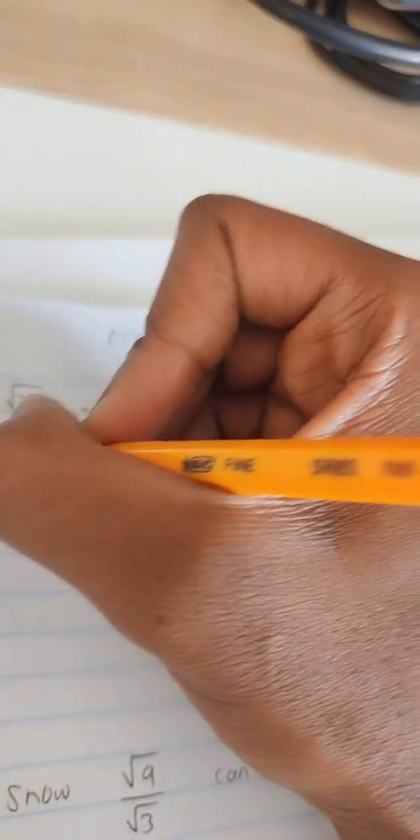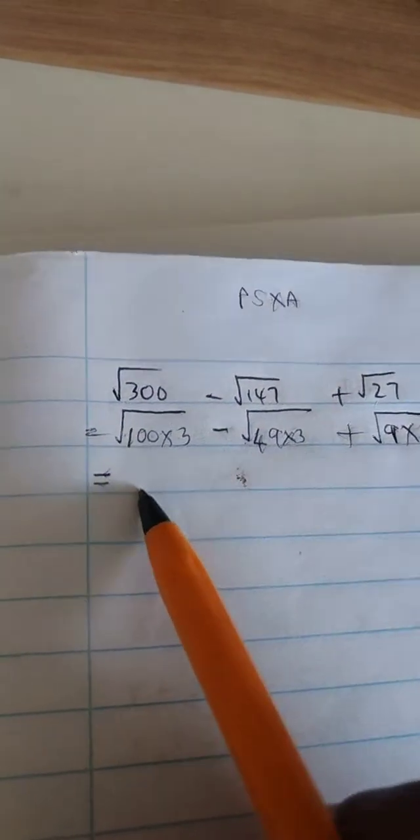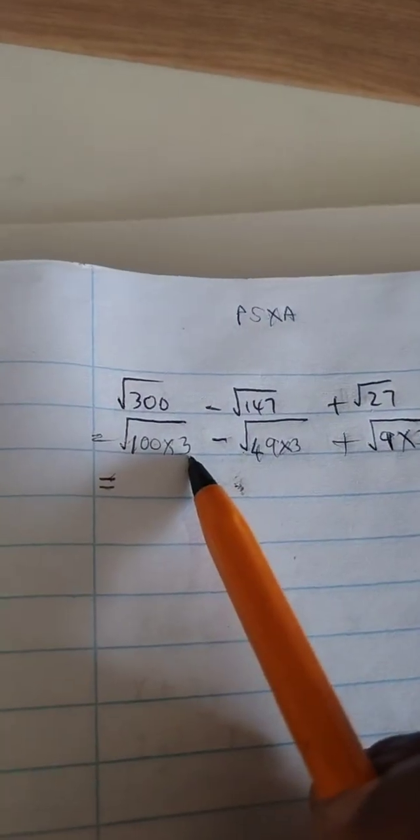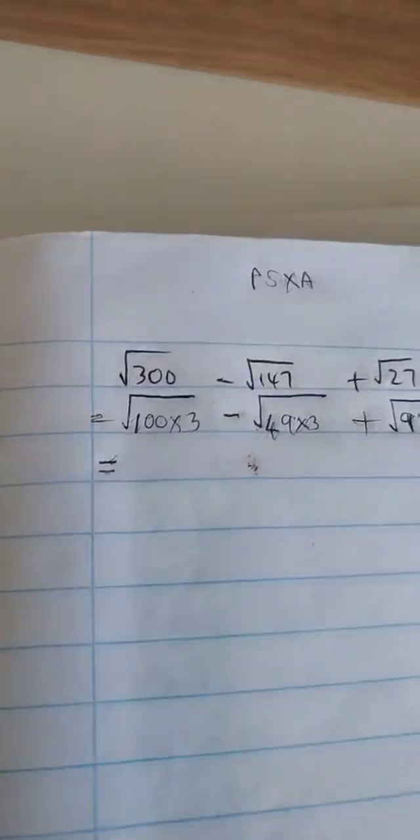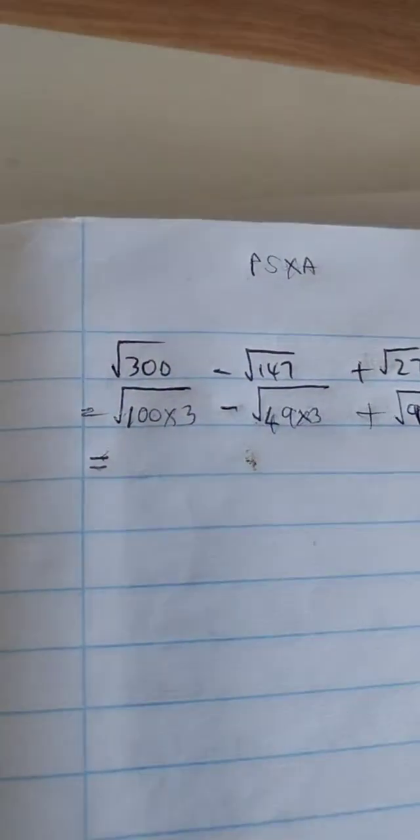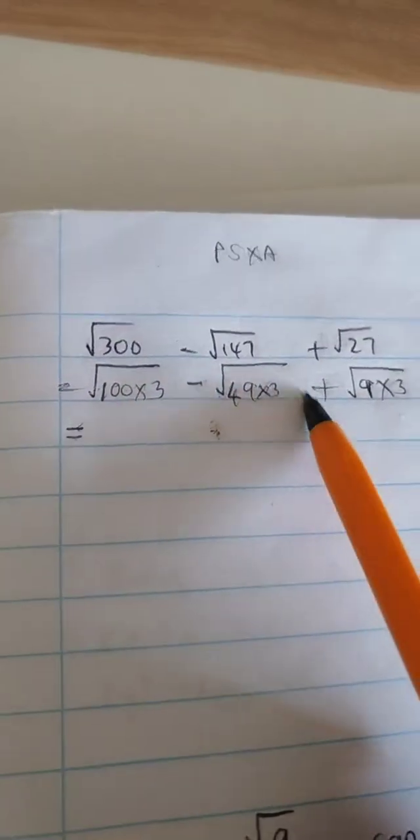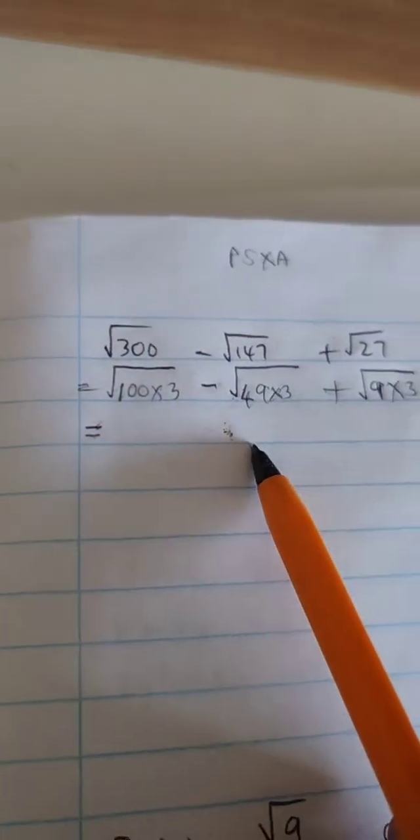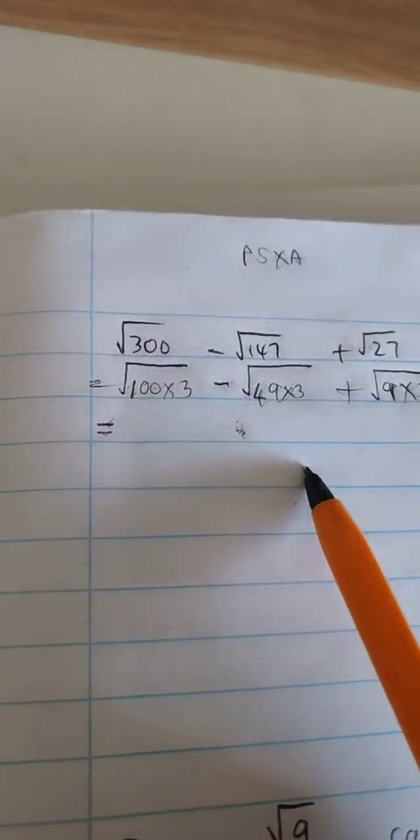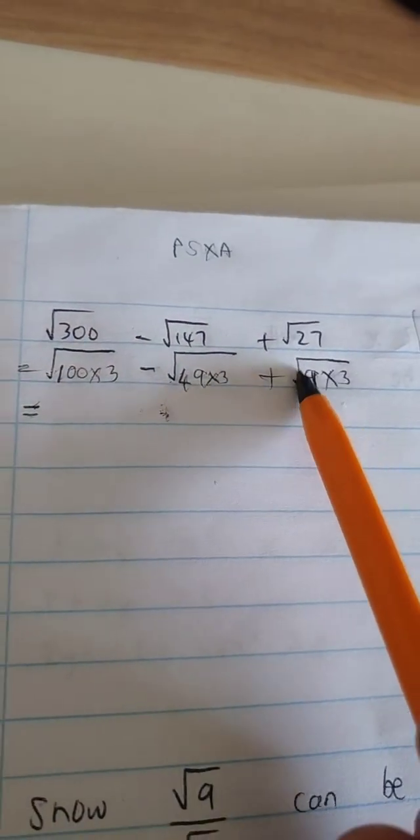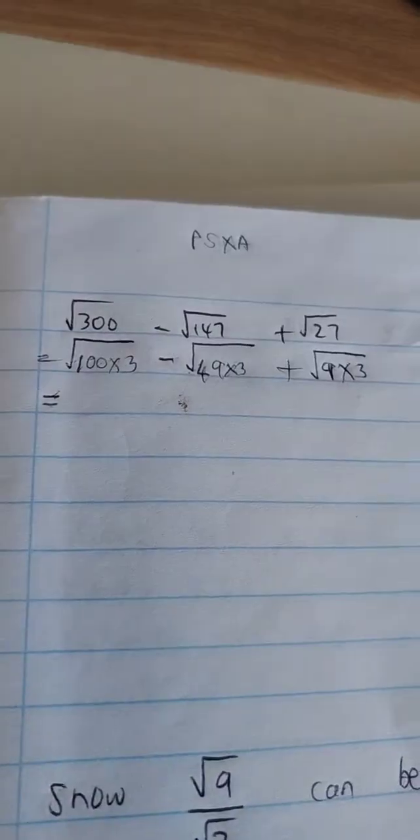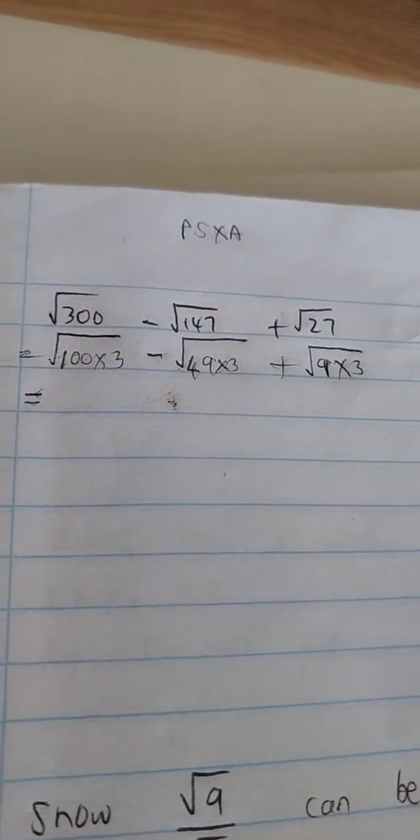100 times 3. Now we know in our heads the square root of 100 is what? Then the square root of 3, that stays under the square root. The square root of 100 is a perfect square number. So what's the square root of 100? That gives us what exactly for our first term? The square root of 49 gives us what? Square root of 3 we know stays underneath the square root. Square root of 9 gives us what exactly? 3 obviously stays underneath the square root.